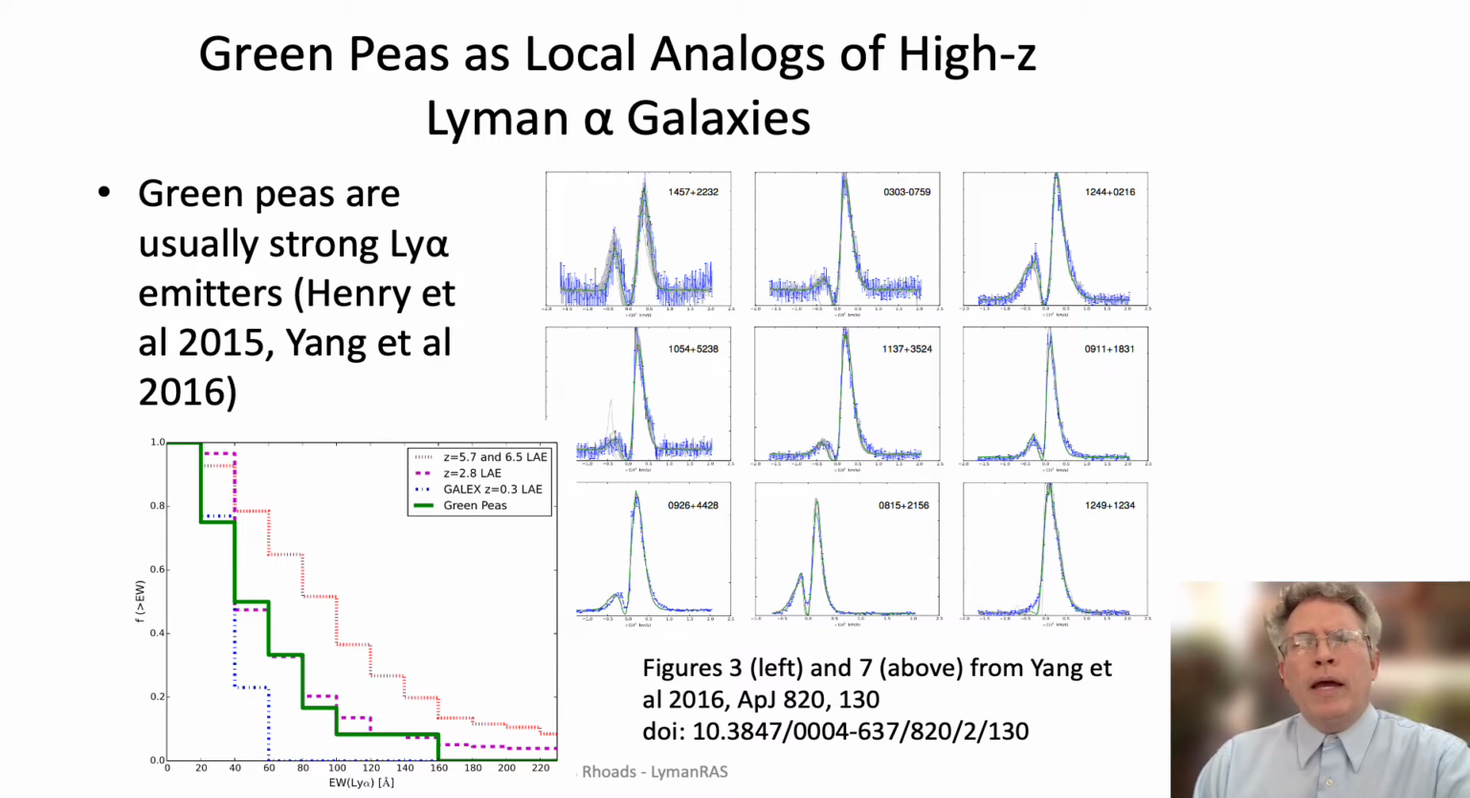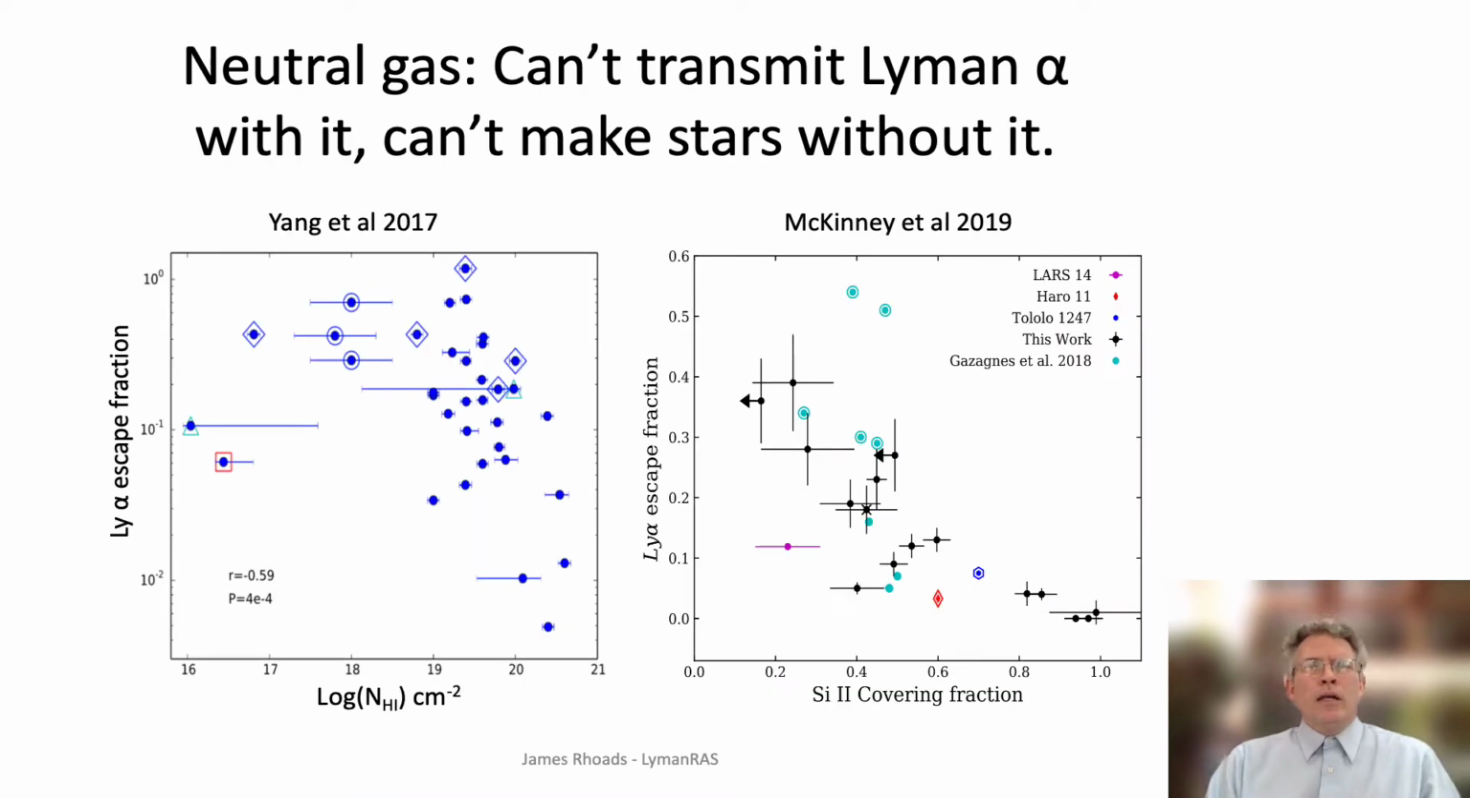So moving on from that, one of the puzzles of these green peas is that they're very active starbursts. That's obvious from the strength of the emission lines. The Lyman alpha tells you that you need to have a starburst that's not over a few million years in age for at least some of its active population. But on the other hand, it takes gas, neutral gas, to power a starburst like that, or rather to provide fuel for the starburst.